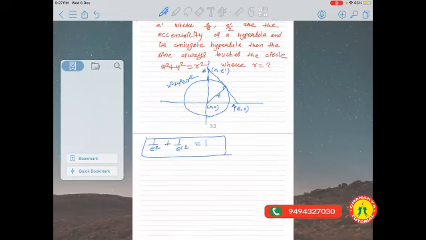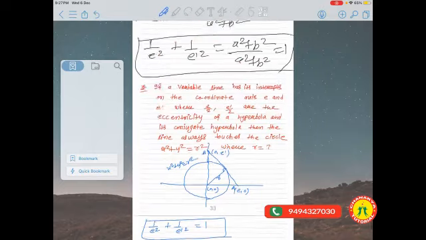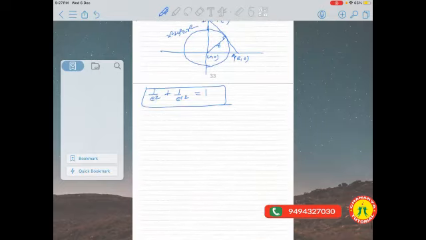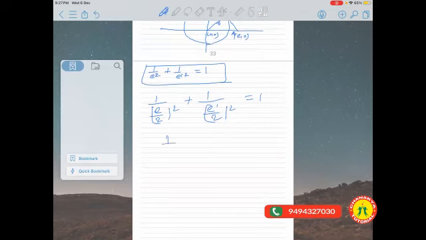We know now 1 by e square plus 1 by e dash square is equal to 1. I just proved it. So apply this. The eccentricity of the hyperbola is given as e by 2, and the eccentricity of the conjugate hyperbola is e dash by 2. So get 1 by e square plus 1 by e dash square is equal to 1 by 4.